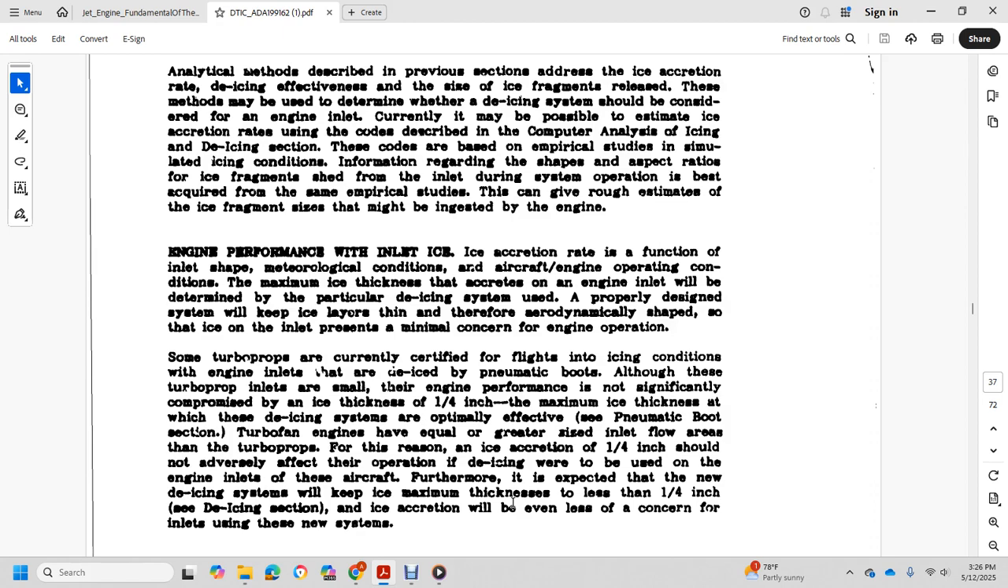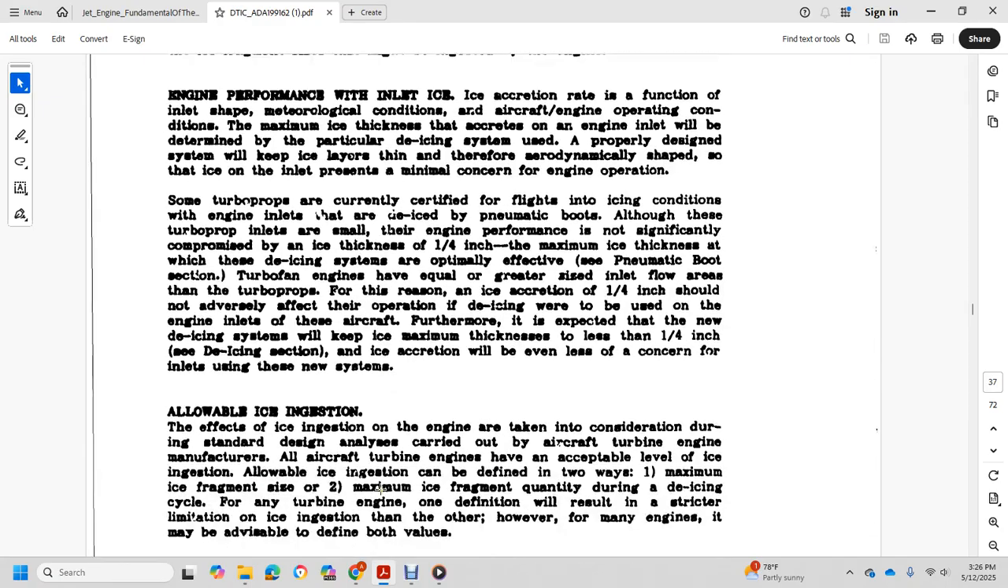Furthermore, expect that the new de-icing system will keep the ice to a minimum thickness of 1/4 inch. See the de-icing section: ice accretion even less is a concern for inlets using new systems.